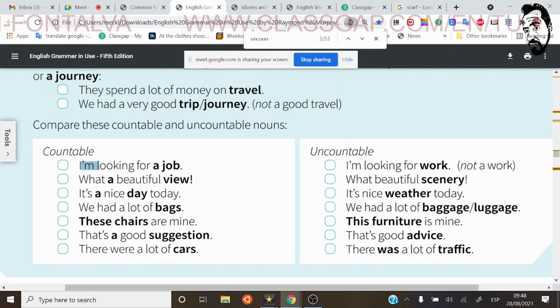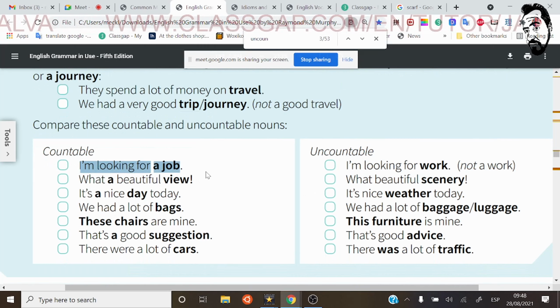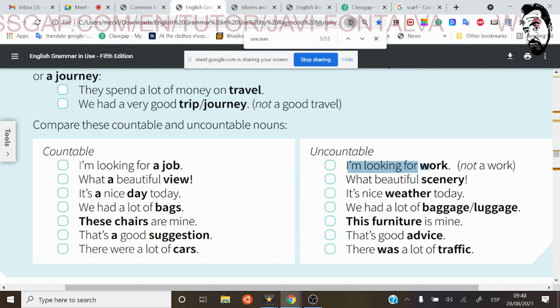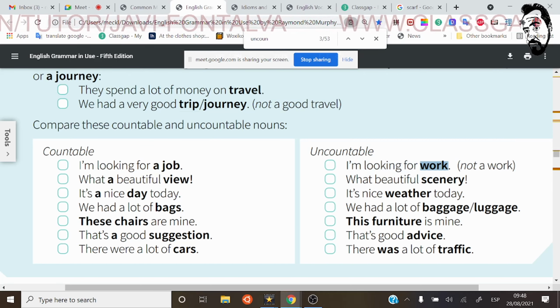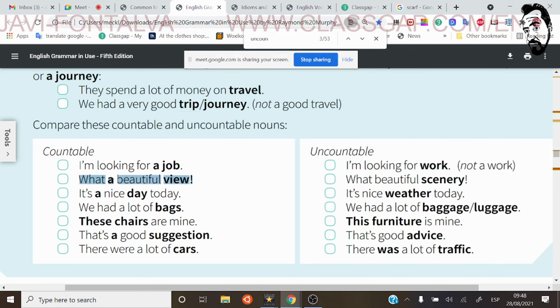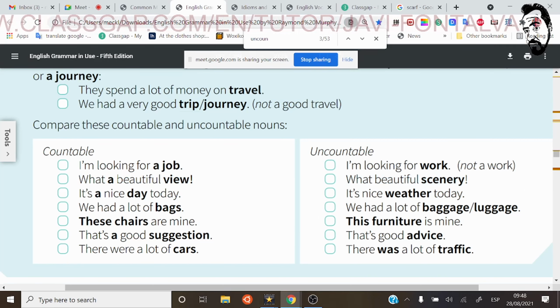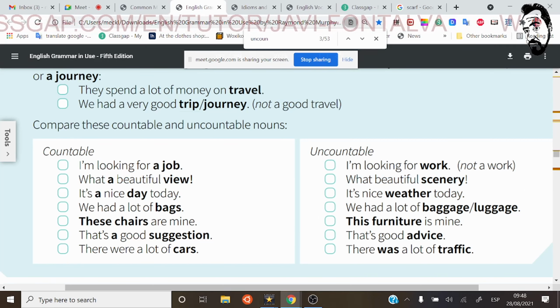Let's move on. Can I read this? I'm looking for a job. So, a job, but we say I'm looking for work. It's work, okay? Work. Okay, next one. What a beautiful view? I can say what a beautiful scenery. Scenery. Okay, next one.